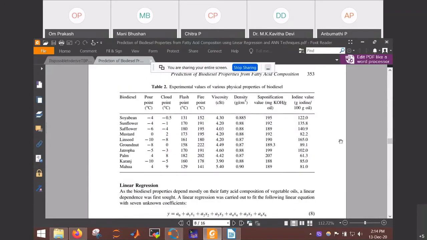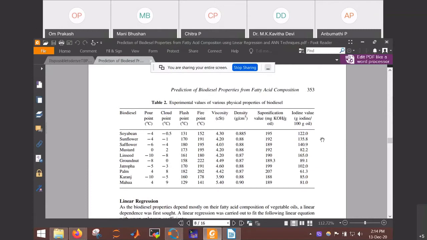So here the objective is to predict some of the properties of biodiesel. In biodiesel we have different kinds of feed which are derived from different kinds of organic materials, like soybean, sunflower, mustard biodiesels. And they have different kinds of fatty acid composition.